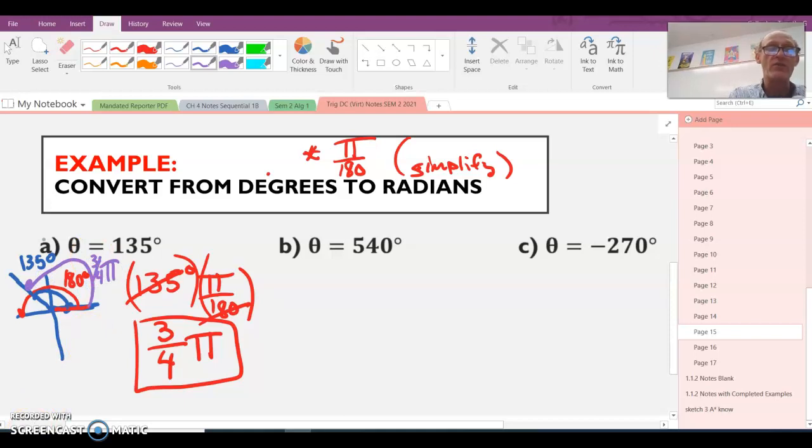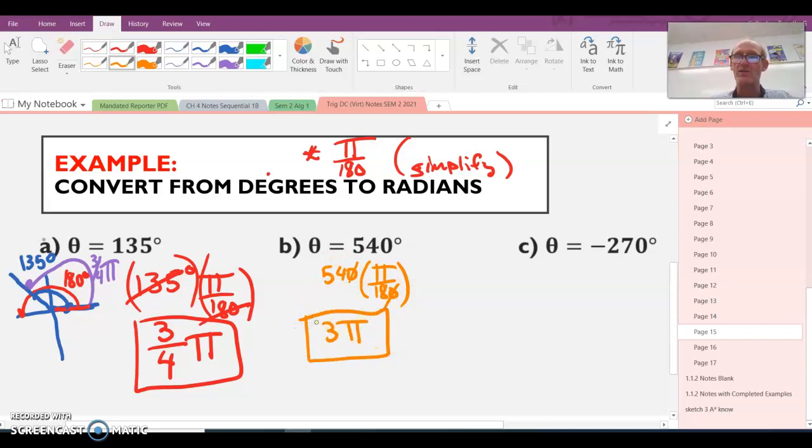Okay, 540 degrees. Let's do that. So 540 times pi over 180. And this simplifies. Well, we've got this and this, so the two zeros cancel. Well, 9 goes into 54 6 times, and it goes into 18 2 times. Well, 18 goes into 54 3 times, so this is 3 pi. You can sketch that if you wanted to.